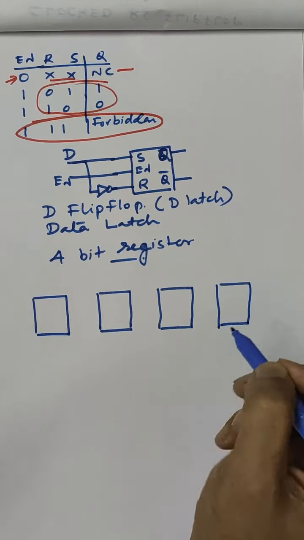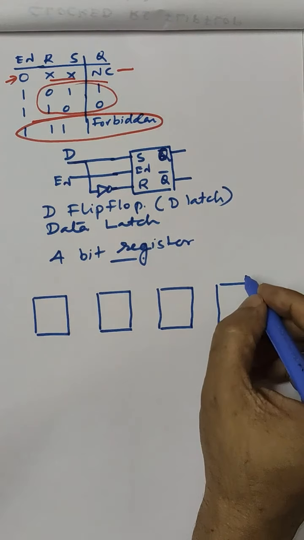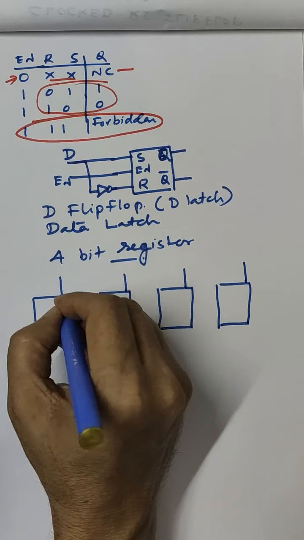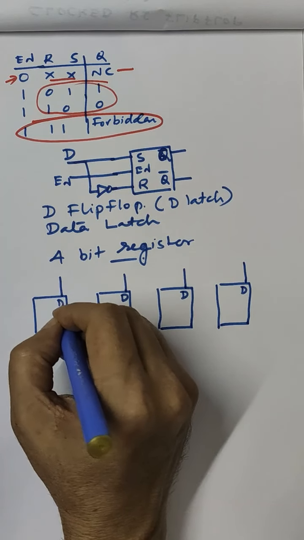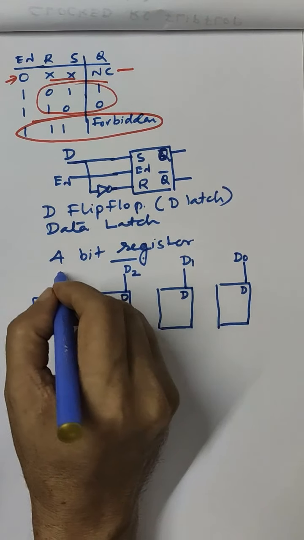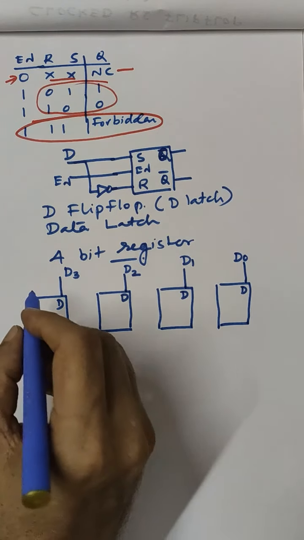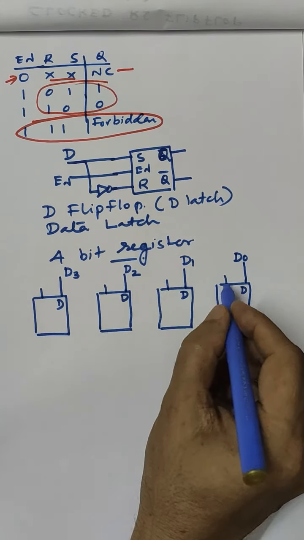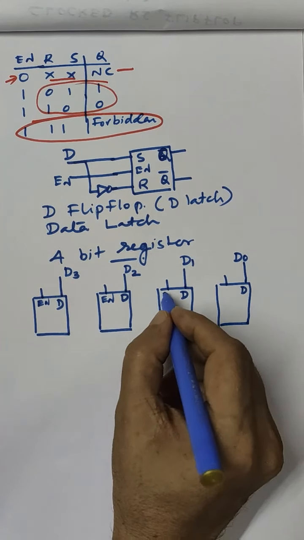Okay, so I have taken 4 D latches and all of these have inputs. These are the D inputs. We can call the first D0, then D1, D2 and D3. Since these are D latches, one more input is there, which is the enable.